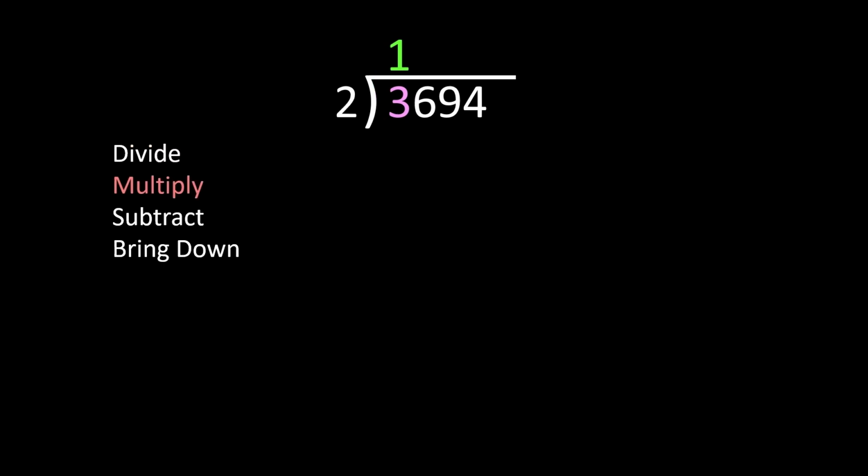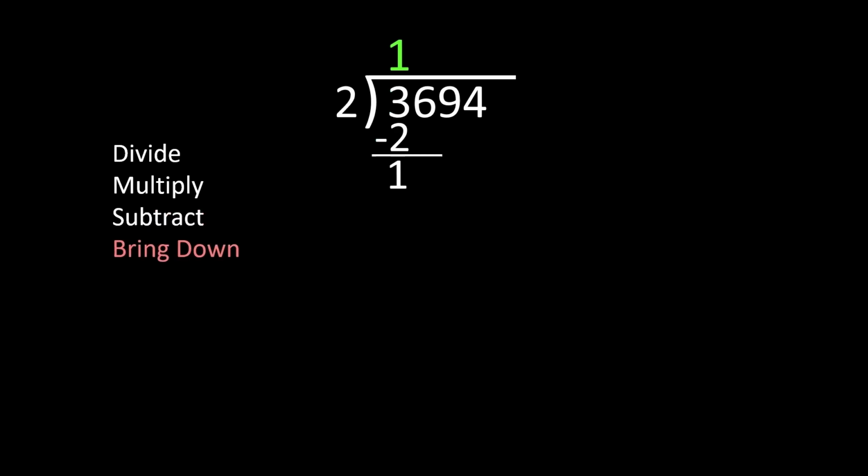Then we're going to multiply. And we're going to multiply 1 times 2. 1 times 2 is 2. And notice here how I line the 2 up underneath the 3, again because that's the part of the problem that I'm working on. And after multiplying, we subtract. We'll be subtracting 3 minus 2. And 3 minus 2 is 1.